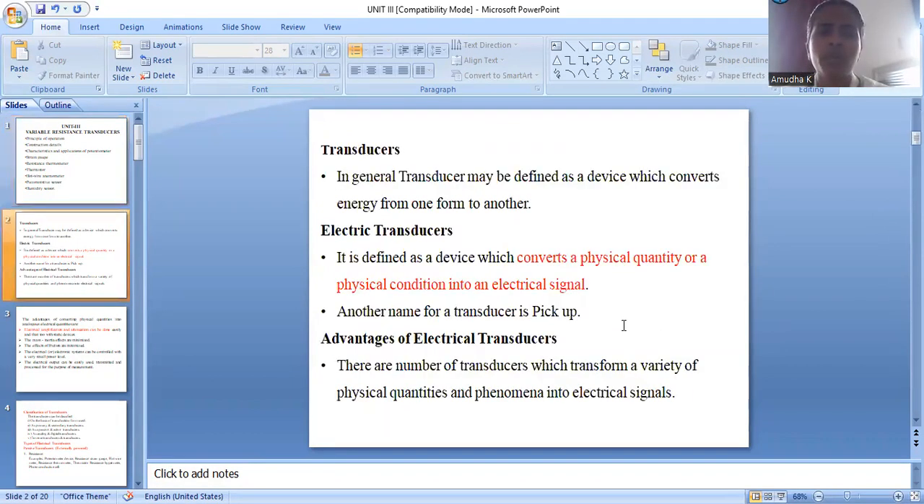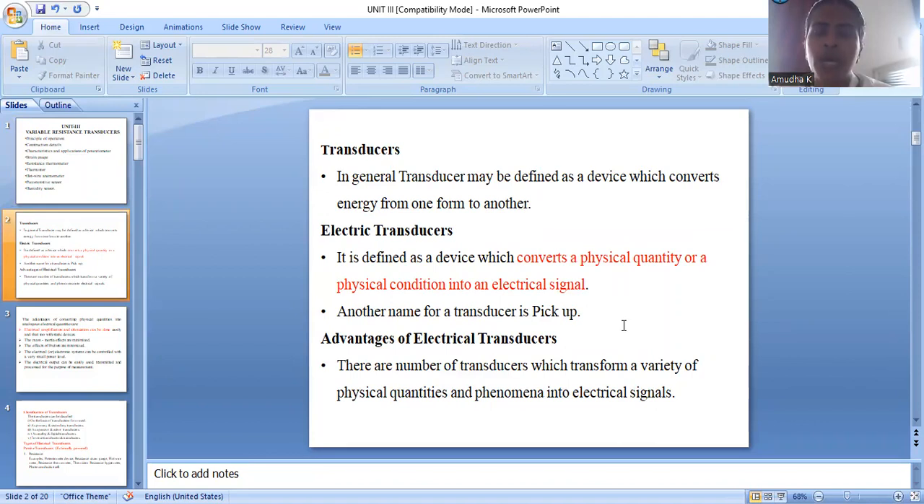First, let us understand the transducer. A transducer is a device that converts energy from one form to another, from physical form into electrical form. An electrical transducer specifically is a device that converts a physical quantity or physical condition into an electrical signal. Another name for the electrical transducer is pickup.